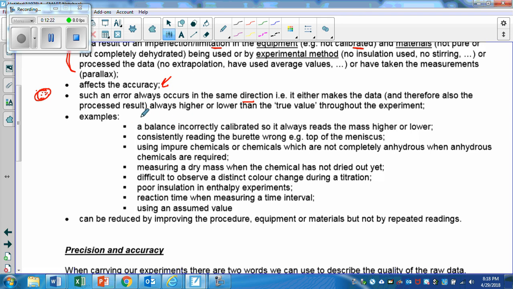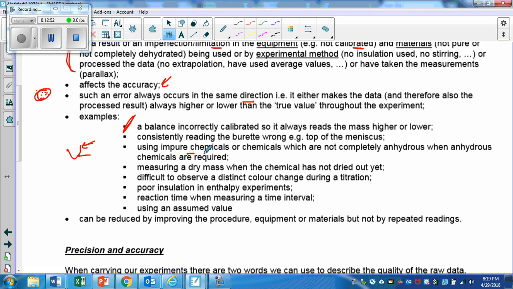So you need to see that either it is systematic or random. So here are the examples for the systematic error. A balance incorrectly calibrated, so it always reads the mass higher or lower. Consistently reading the burette at the top of the meniscus instead of the lower meniscus. You're always reading the top meniscus. So no matter if you take one trial or 30 trials, if you always read the top meniscus, you're always going to get wrong data.